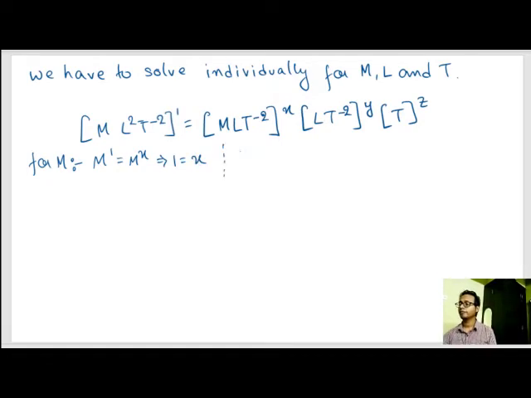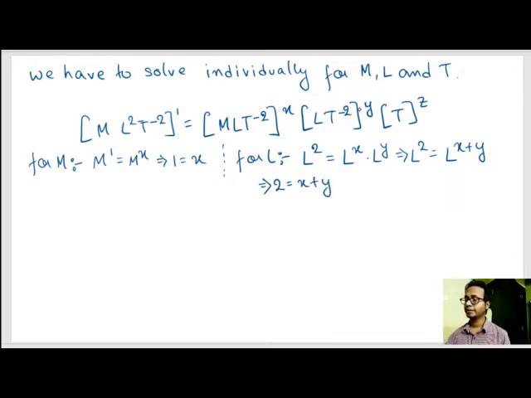Now for L to the power 2. Out here, L to the power 2 is equal to L to the power x into L to the power y. This can be written as L to the power x plus y, or 2 is equal to x plus y.